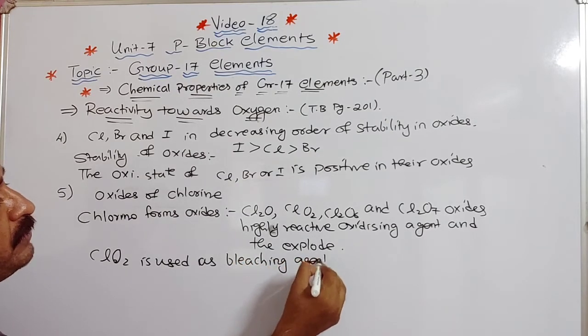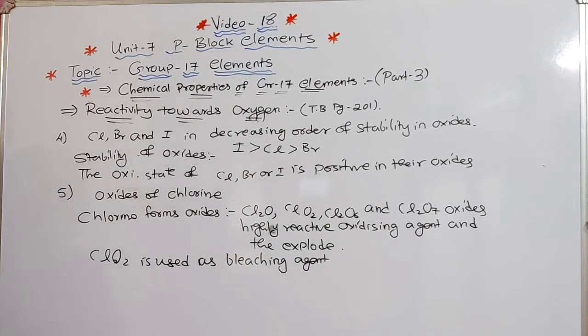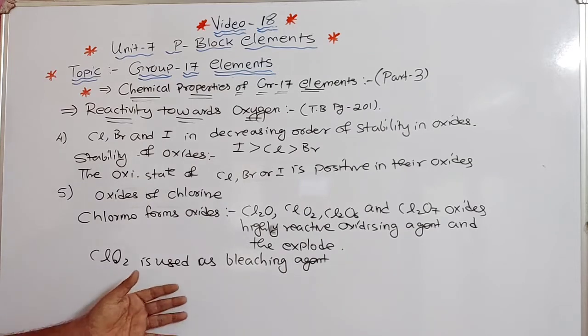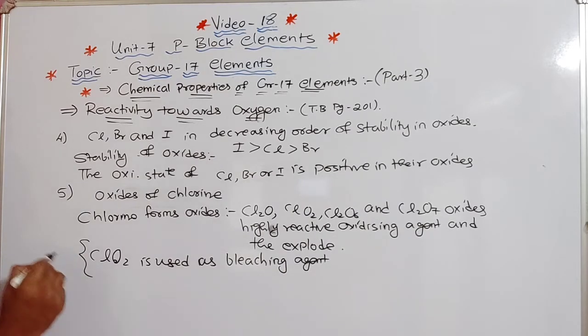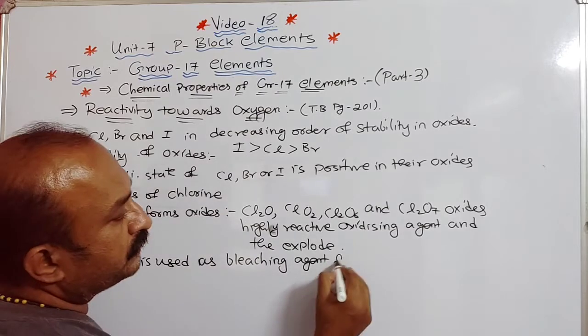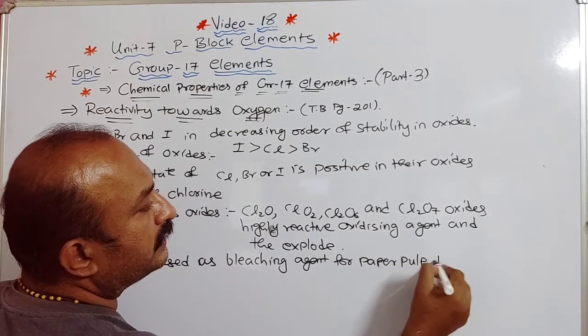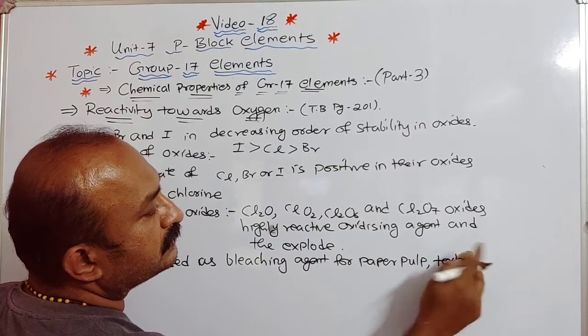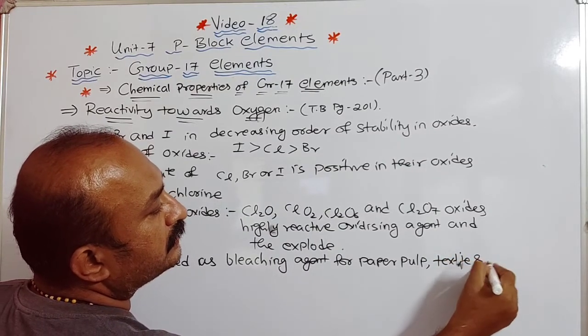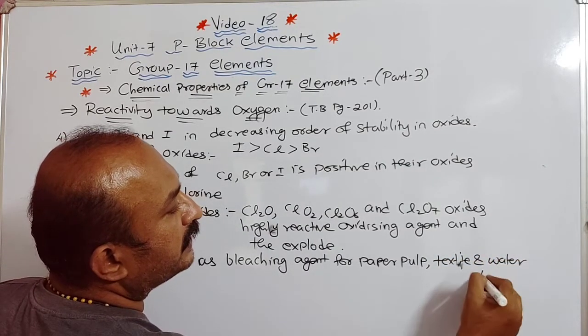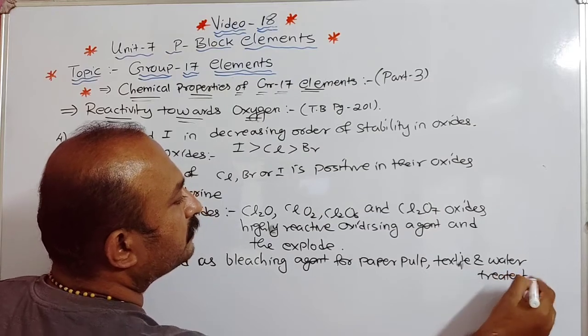In the paper industry, the pulp is yellowish in color, so to make it white, this one is used as a bleaching agent. You can write this down as an MCQ also. It is used as a bleaching agent for paper, pulp, textile and in water treatment. Understood?